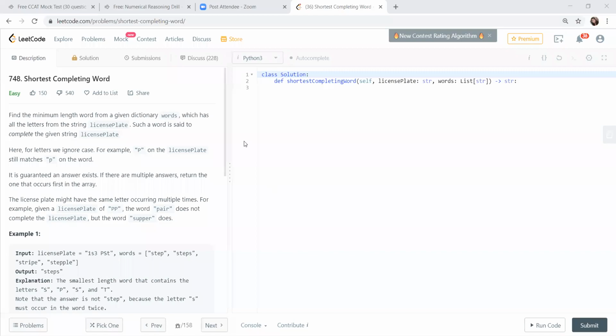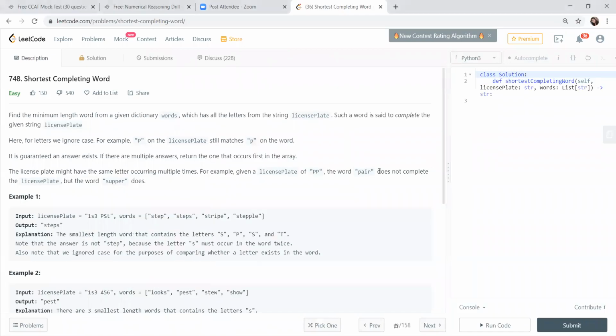And I'll share my screen first. Let me share my screen. Okay, so you all can see my screen.